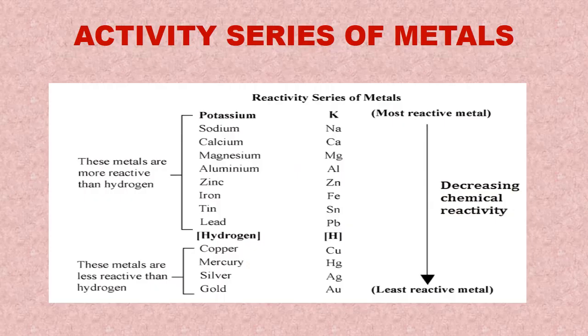So activity series is the arrangement of metals and non-metals in the order of their capability to react in a chemical reaction. Now, what we have here is the activity series of metals. You can see that you have metals here arranged in a certain order from potassium to gold. We have potassium, sodium, calcium, magnesium, aluminum, zinc, iron, tin, lead, hydrogen, copper, mercury, silver, and gold.